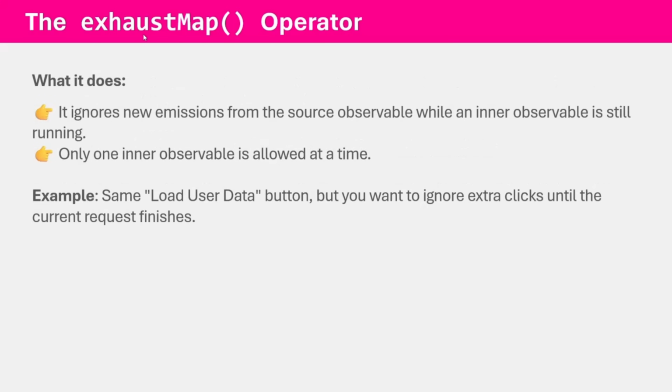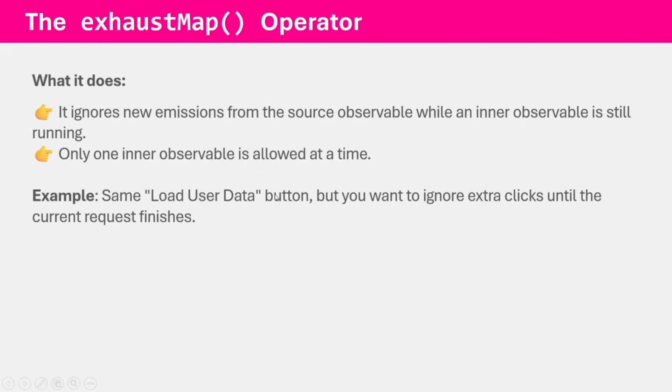So what exhaustMap does is it ignores new emissions from the source observable while an inner observable is still running. So remember that it ignores any new emission. It does not queue the new emissions so that it can handle them later. Okay, and it processes only one observable at a time.